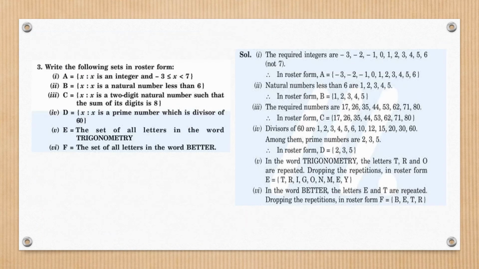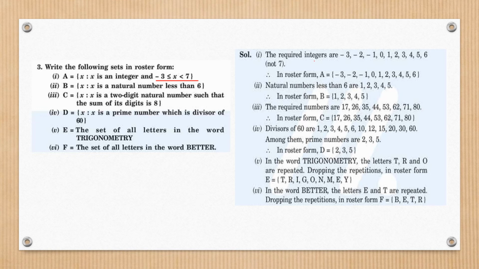Number 3 is, write the following sets in roster form. Right? So this is set builder form that is given. You have to list the elements in brackets. So x is an integer and it is lying between -3 and 7. Now see from here, -3 is to be taken and 7 is not to be taken. See the sign of inequality. As we have already done the chapter on linear inequalities, I think these things are clear to you.